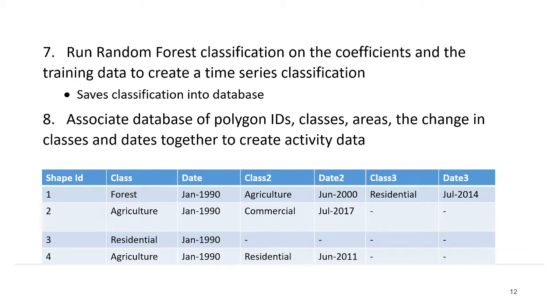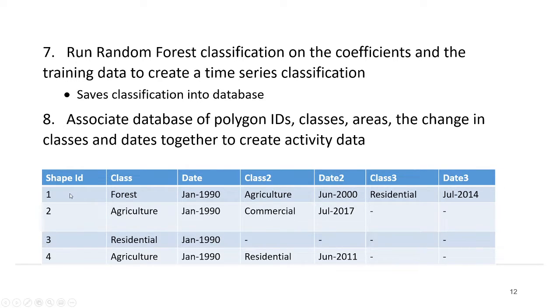And once we have all this information, we can run that random forest classification on the coefficients and the training data to actually go through each segment and classify each segment into these different time series. And then once we have all this information, we can just put it all into a database. And this is just an example of our attribute table that we get.